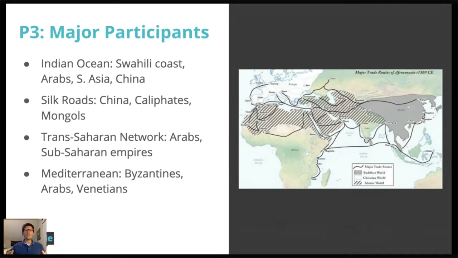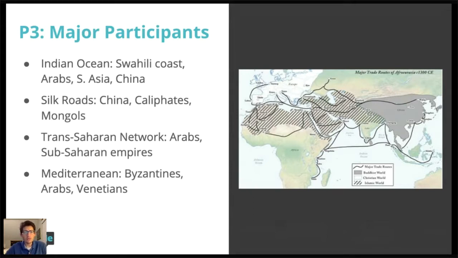The Indian Ocean, though, is not going to be participated in by everyone. For example, Europeans aren't participating in the Indian Ocean Trade Network in this time period. The Mongols don't really participate in this trade. You know, all these people who are kind of Eurasian land folk, they're not participating.